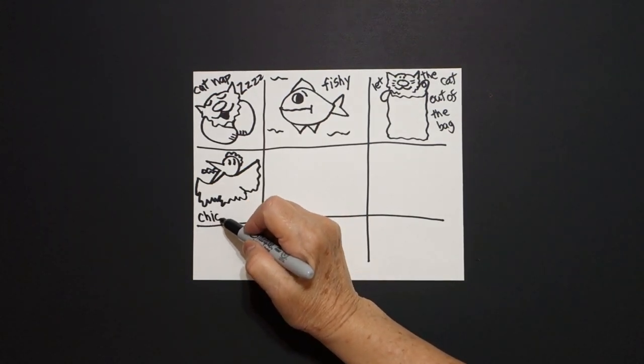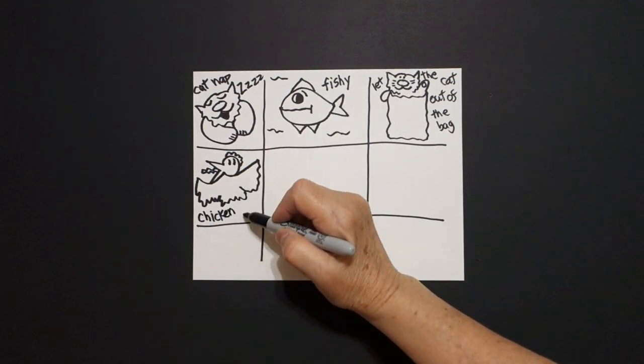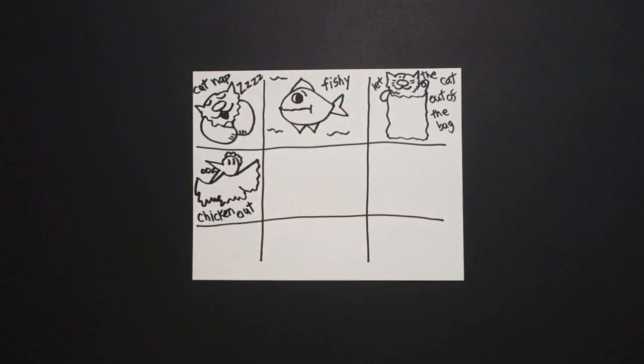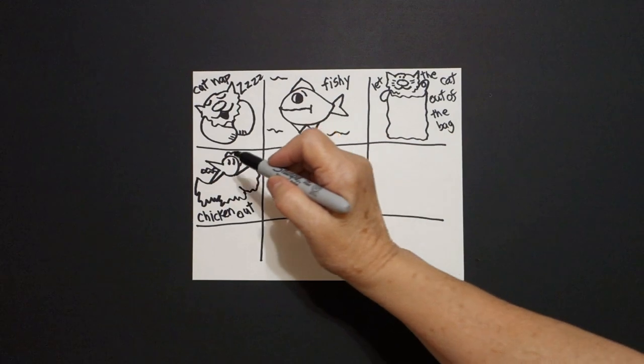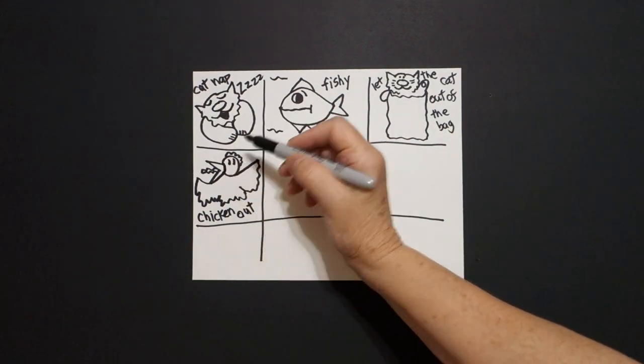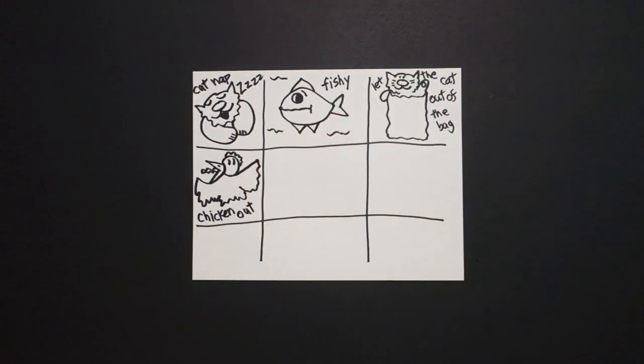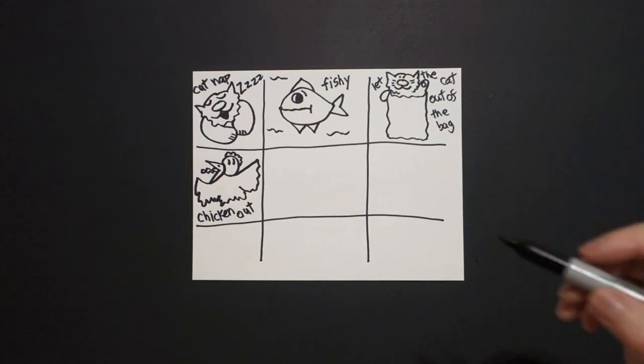This is chicken out. You started out to do something and then you chickened out. Let's put a little curved line, connect right here. And what does that mean in a sentence? I was gonna go on Bob's motorcycle, but then all of a sudden I chickened out. Meaning that, oh, sorry, don't wanna go now.